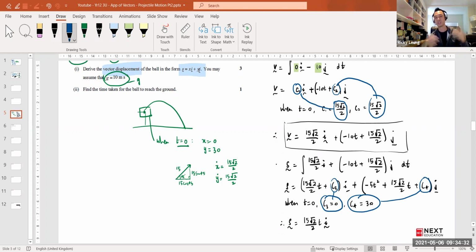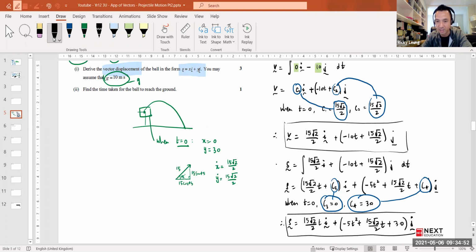You know what? You can do this using the old method where you split it up and then write the answer finally in vector form, but that's no fun. Let's just do it all together. Plus minus 5t squared plus 15 root 2 on 2t plus 30 for initial height. And that's my answer, guys. It's exactly the same as last week. If you saw last week's video, it's exactly the same, only everything's in vector form, right? That's part A, 3 marks.